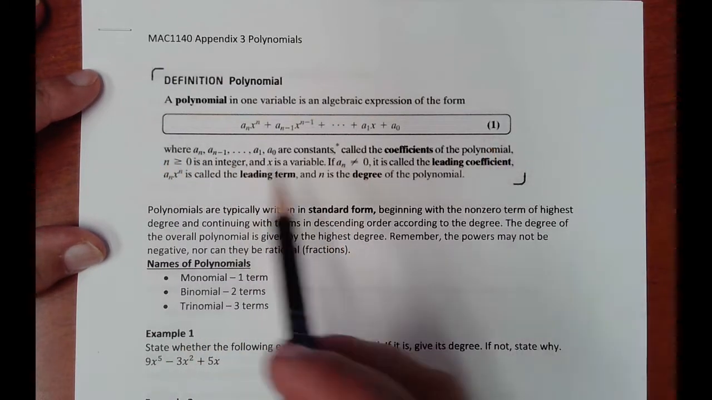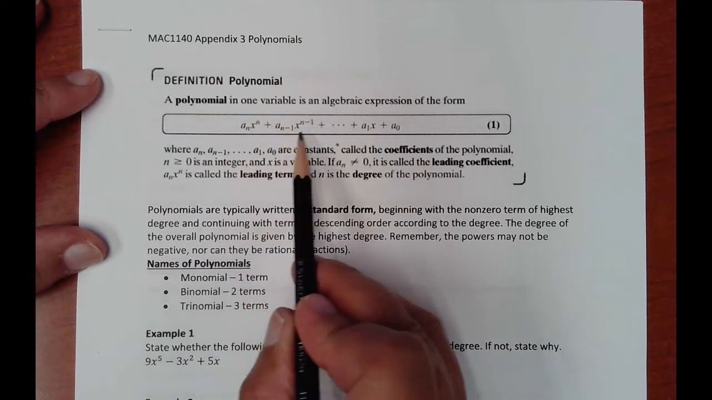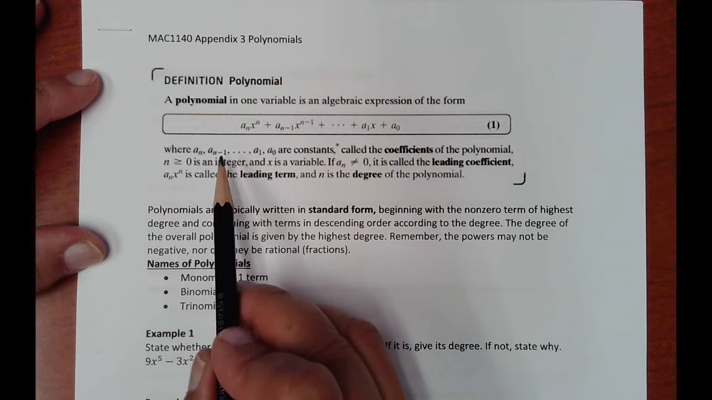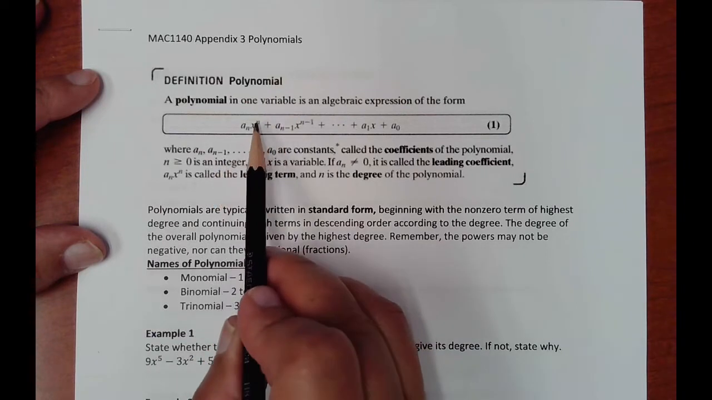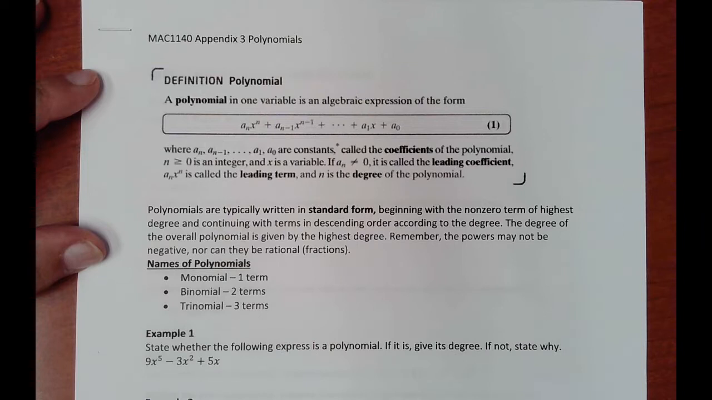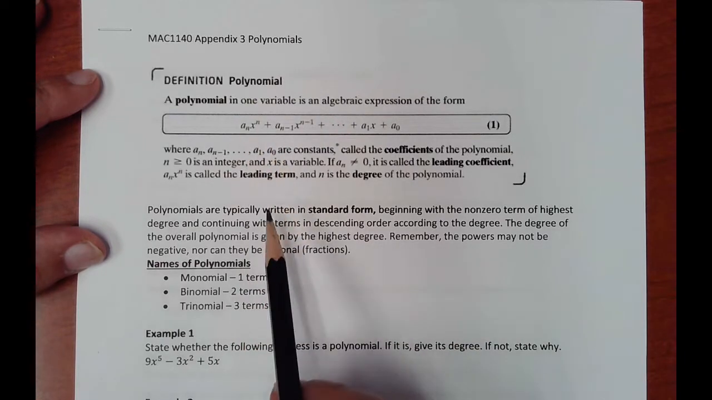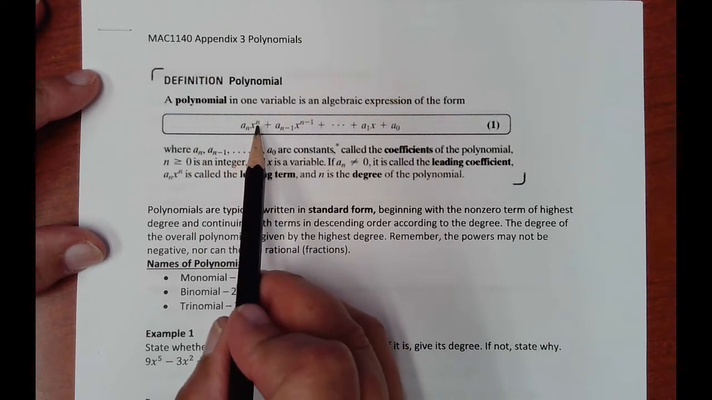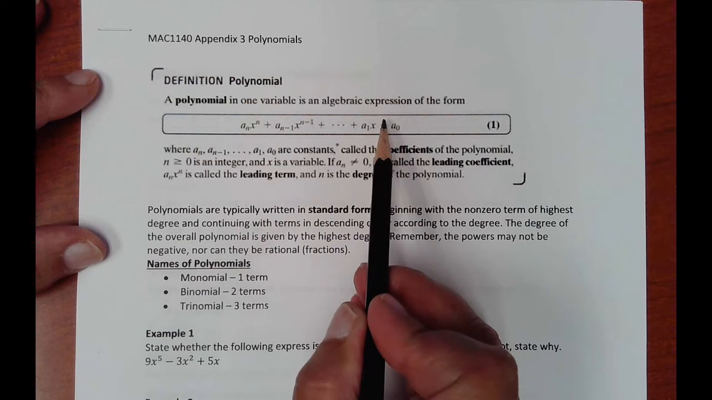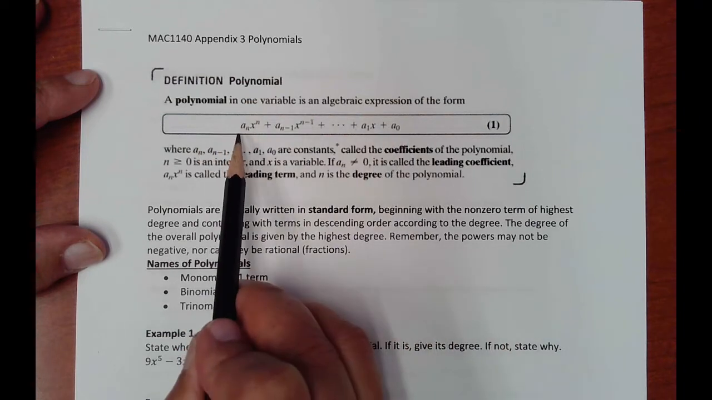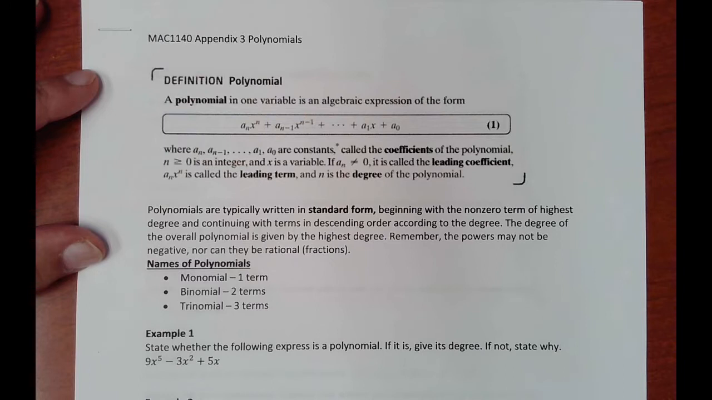As you can see in this box, a sub n, a sub n minus 1, etc., as you go down the line, those represent the coefficients. N and n minus 1, etc., represent the exponents or the powers on each of the terms. Whatever the highest power is, that represents the degree of the polynomial. So whatever the highest degree is, that is the overall degree of the polynomial. And the coefficient of that term represents the leading coefficient, or what we call the leading term.